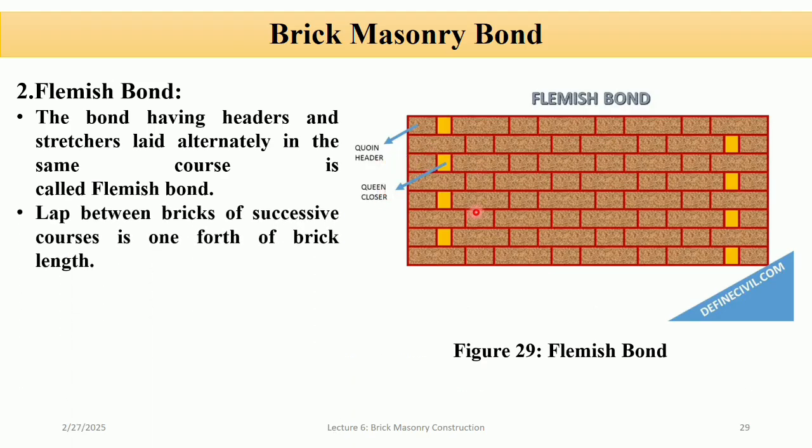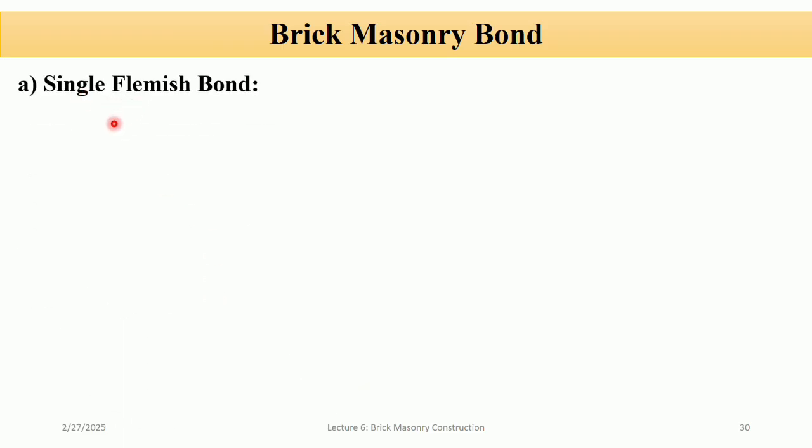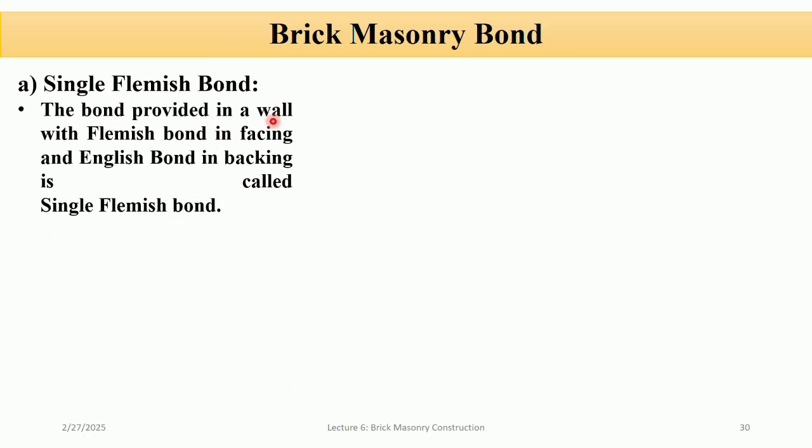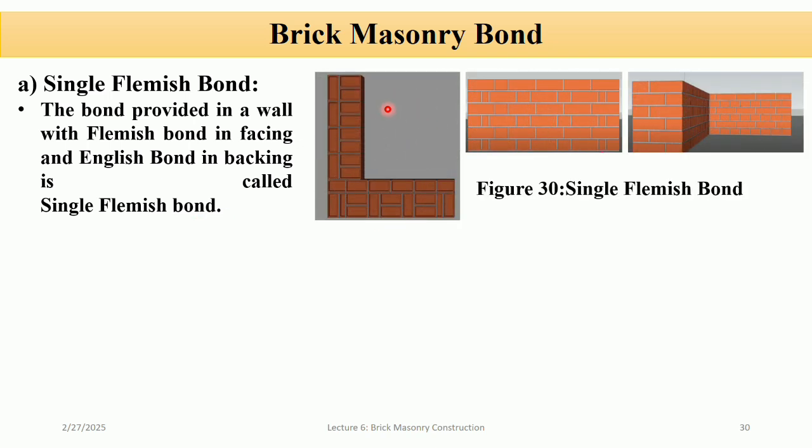This type of bond is mainly used in Europe, and it has two types: single Flemish bond and double Flemish bond. Single Flemish bond is the bond provided in a wall with Flemish bond in facing and English bond in backing. You can see in the figure, this is the top view of the plan.